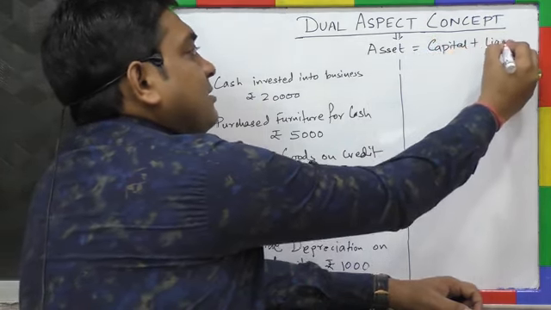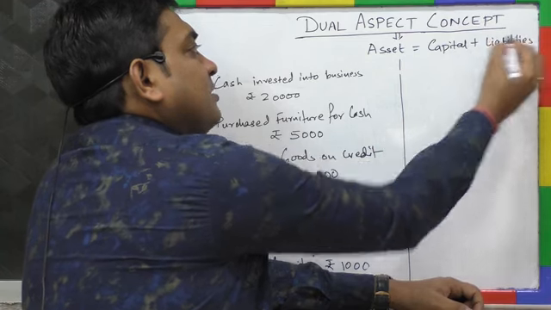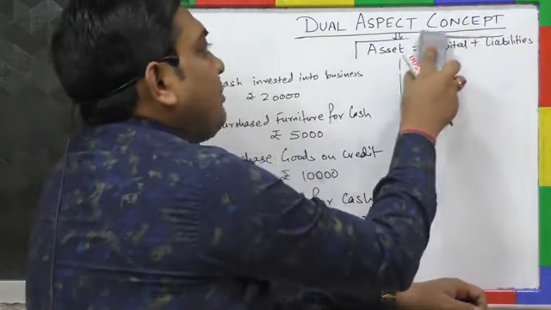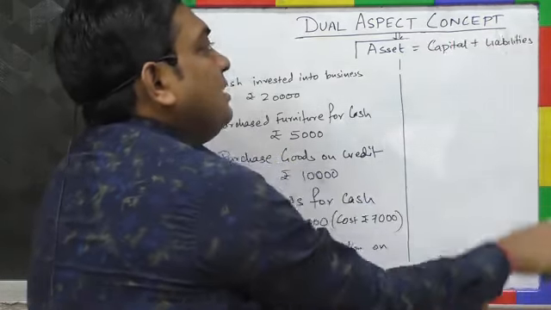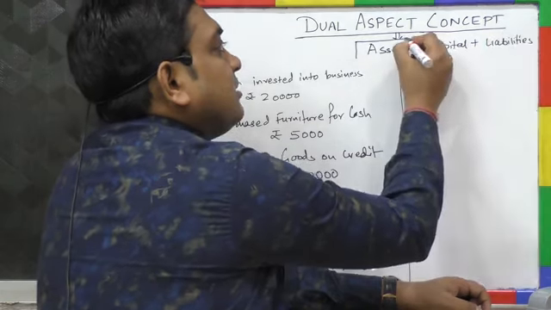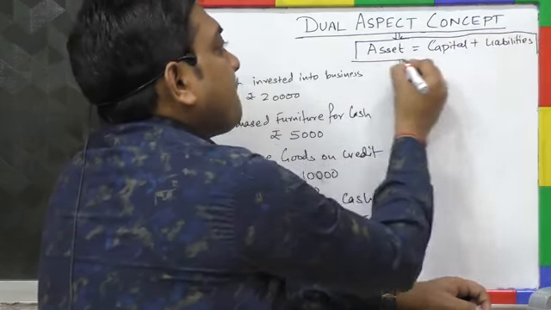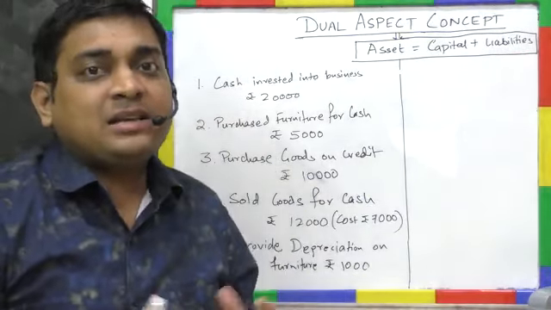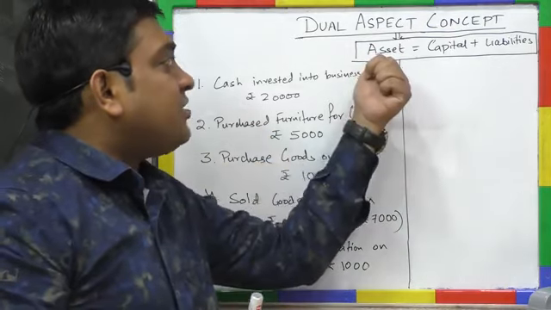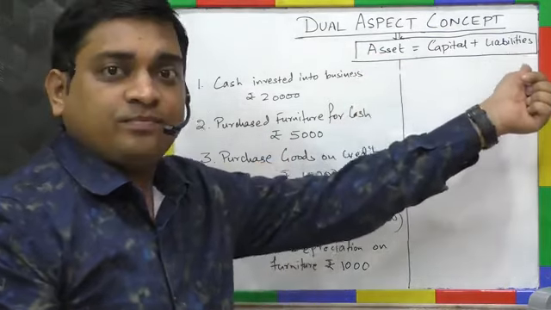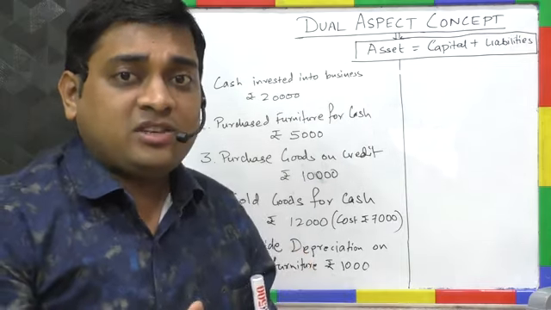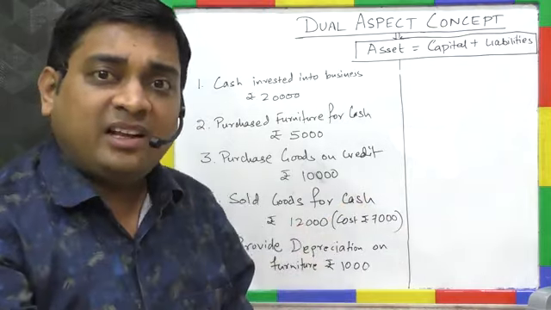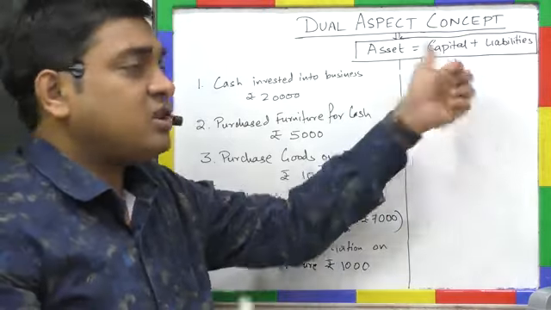capital plus liabilities. Asset is equal to capital plus liabilities. Is that fine? Asset is equal to capital plus liability. Now this is a resource and these are the sources. Is that fine? So accounting equation is what? Asset is equal to capital plus liability. Whatever be the activity of the business, whatever be the transaction, this equation will hold good.